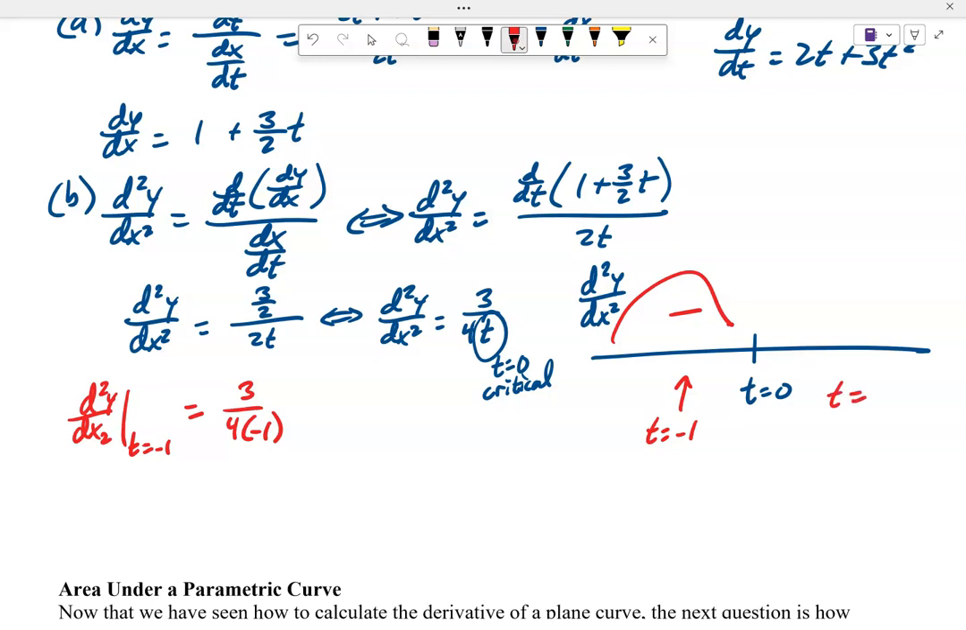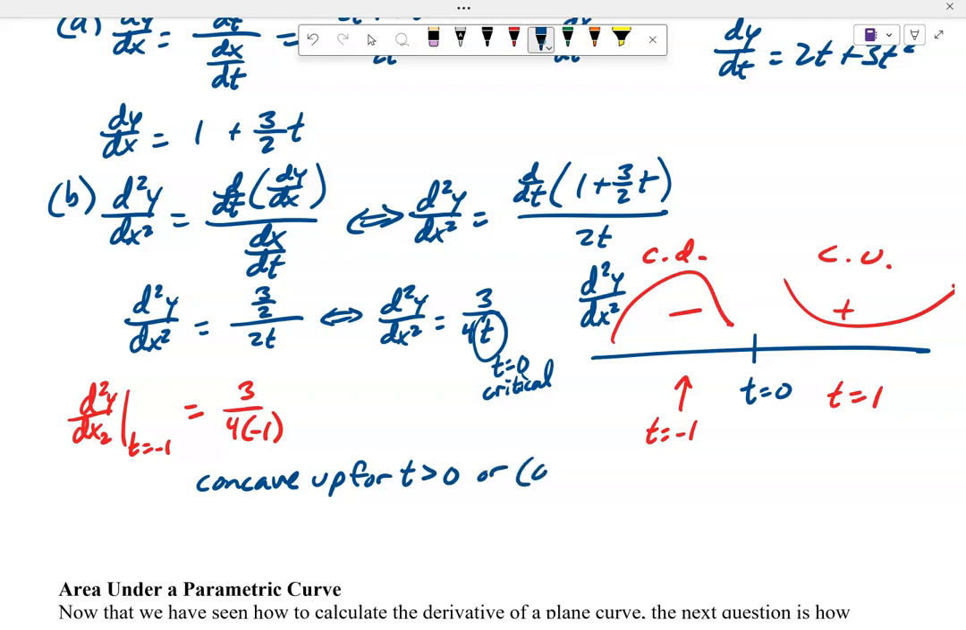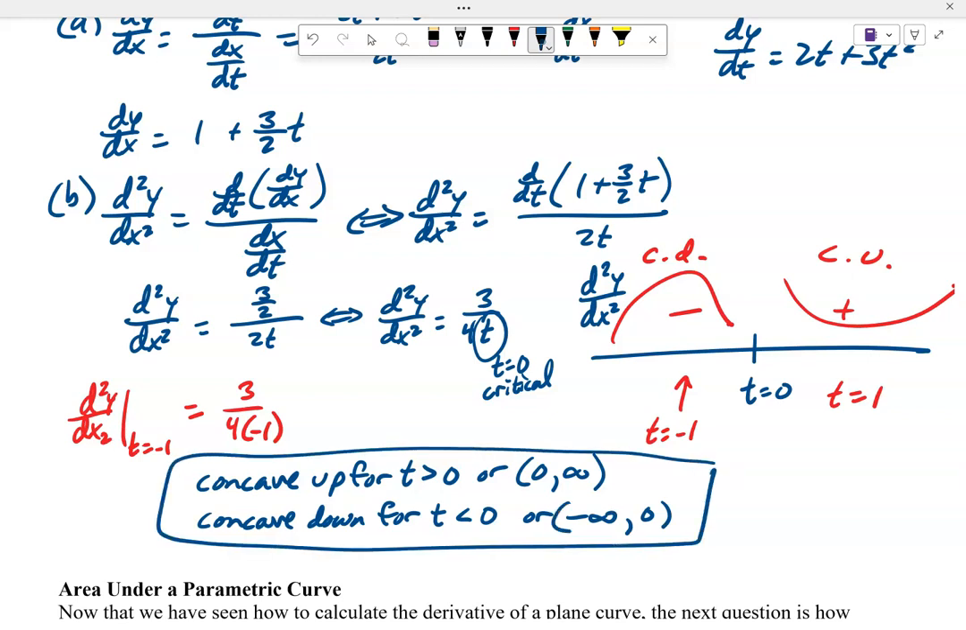Now I put in t equals 1. So 3 over 4 times 1, that's positive, so it's going to be concave up, right? Concave down to the left of t being 0. So let's go ahead and write that down. We're concave up for t being positive, or in interval notation, t from 0 on, or concave down for this parametric curve when t is less than 0, or t values from negative infinity up to 0. That's your concavity.